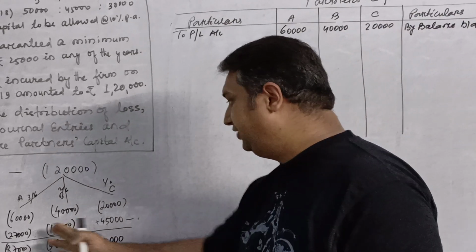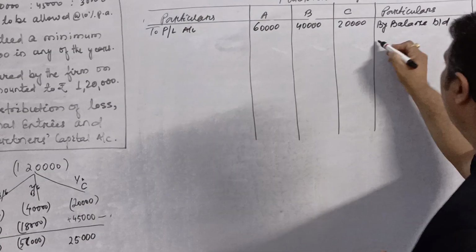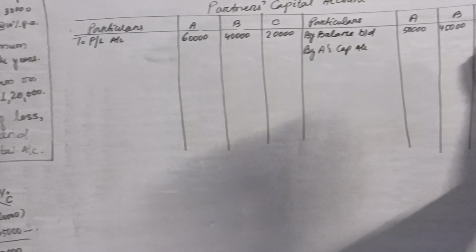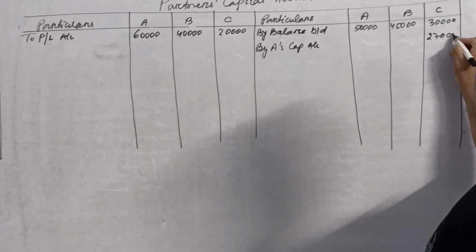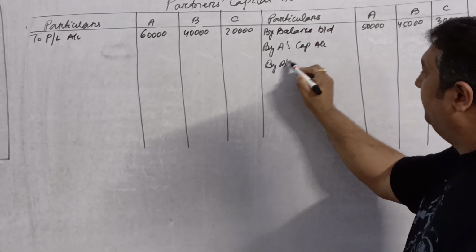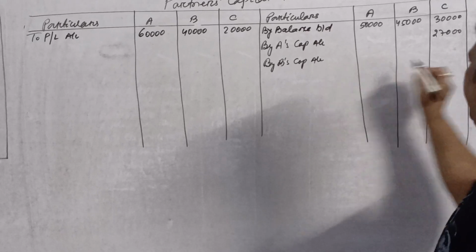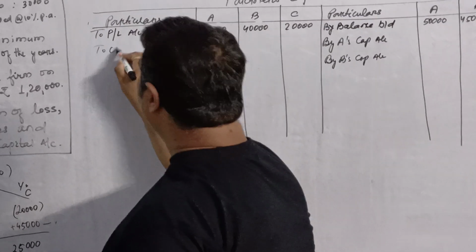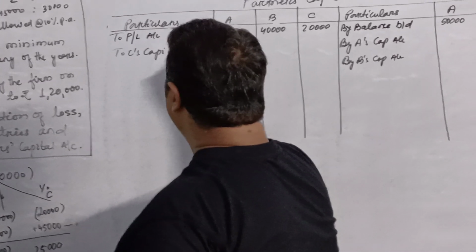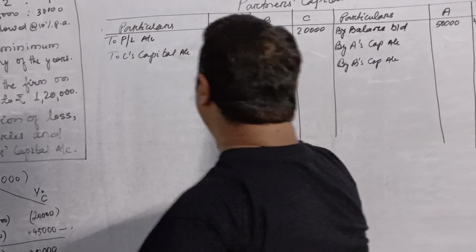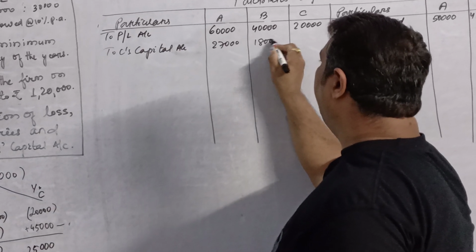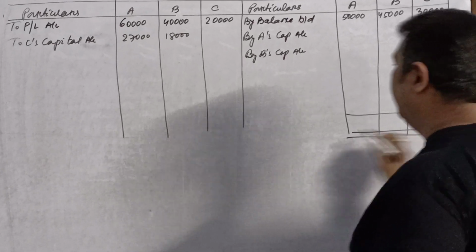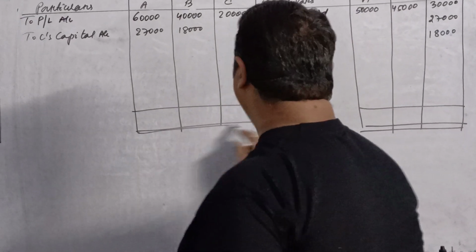Now there is a compensation. A and B are paying to C. So by A's capital account, A is paying 27,000 to C. By B's capital account, B is paying 18,000 to C. Because of that, their capitals are still getting reduced. So to C's capital account, A is paying 27,000, B is paying 18,000. We don't have anything else to do. We will just balance the partners' capital over here.